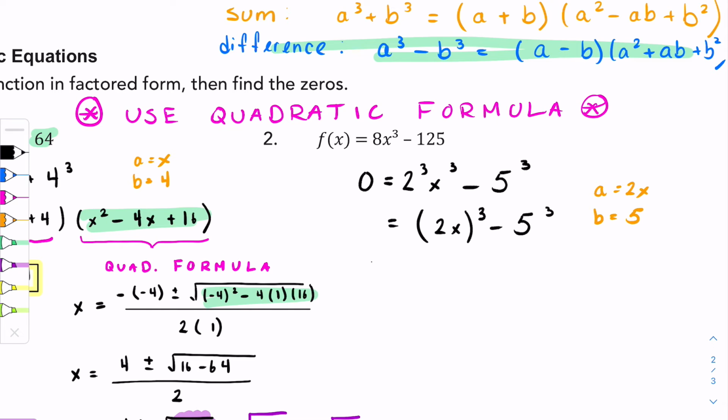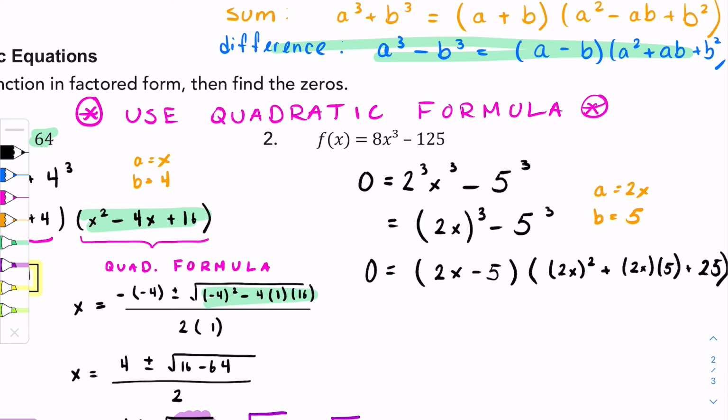So when I use the difference of cubes formula, I know that I have 2x minus 5 multiplied by 2x in parentheses squared plus a times b, which is 2x times 5, plus b squared, which is 5 squared, or 25. Simplify that to 2x minus 5 multiplied by 4x squared plus 10x plus 25.